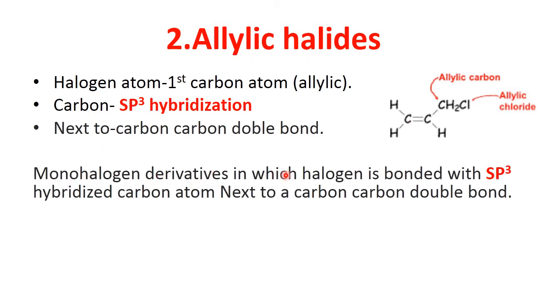monohalogen derivatives in which the halogen atom is bonded with an sp3 hybridized carbon atom, which is present next to a carbon-carbon double bond. Now you can also see in this example, there are 2 allylic carbons. So out of these 2, you can consider one allylic group, and then place the halogen atom there. So here I consider this as an allylic carbon, here I place the halogen atom, and this allylic carbon is present next to this carbon-carbon double bond, and undergoes sp3 hybridization. Therefore it is an example of allylic halide.